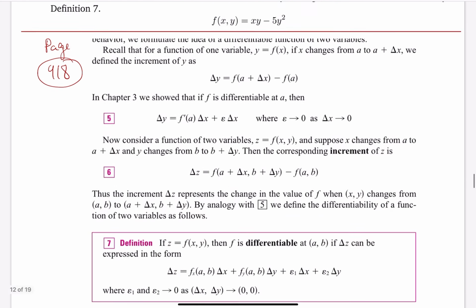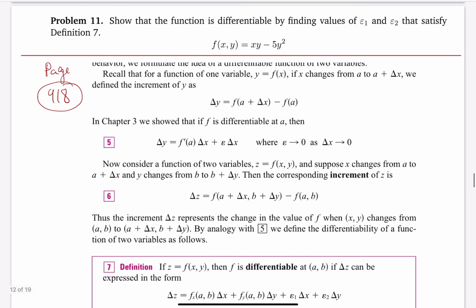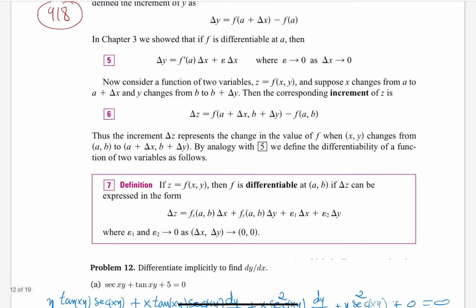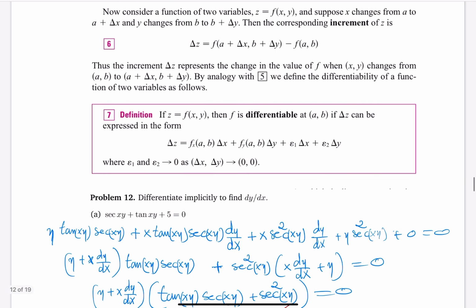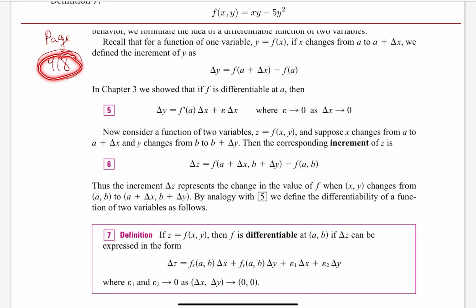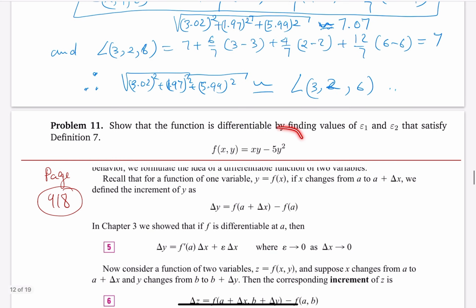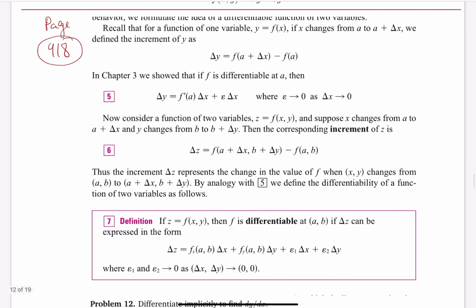Good. So now for question number 11, show that it is differentiable by finding the value of this one. I advise you to check page 818. It's easy. You just have to use that theorem, plug in delta, and find epsilon 1 and epsilon 2. That's it. You don't have to do that much work. Okay? If you don't understand, we can do it in class if you want. Okay? I know you can get it.